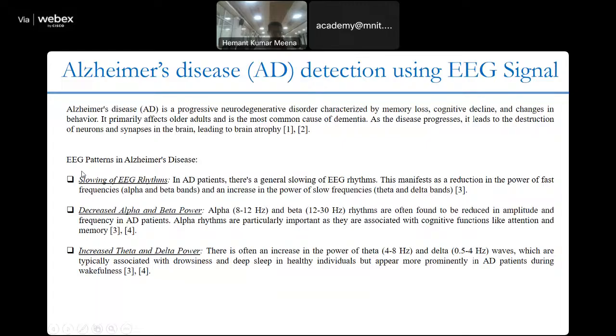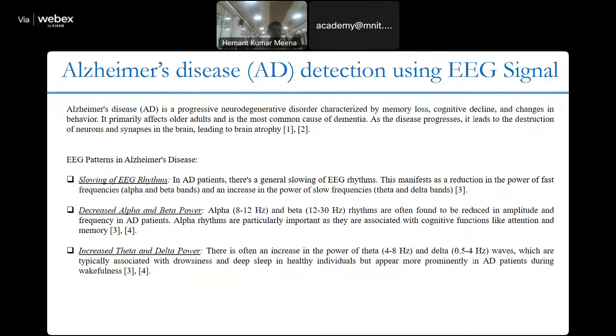Here, EEG has become very useful. The EEG pattern in Alzheimer's disease is basically a slowing of the EEG rhythm. Yesterday somebody asked how we can correlate the EEG behavior with the disease. I think it was asked to Pachori sir. So in AD patients, there is a general slowing of EEG rhythm. This manifests as a reduction in the power of fast frequencies.